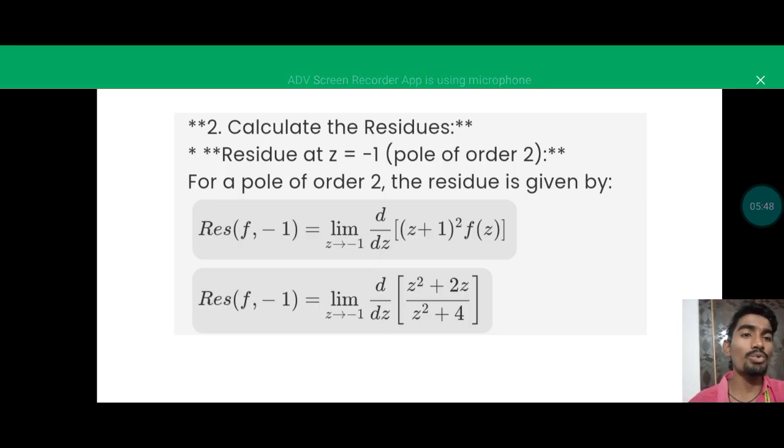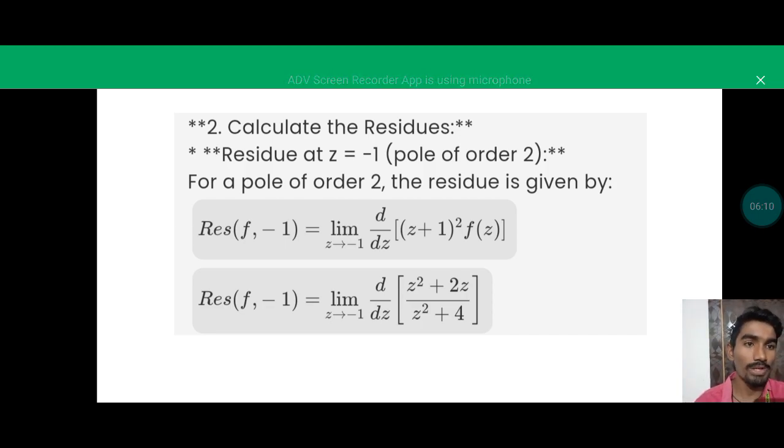Limit z tends to minus 1. We find it at the pole minus 1, so z tends to minus 1, d by dz of (z plus 1) whole square into f of z. What is f of z?